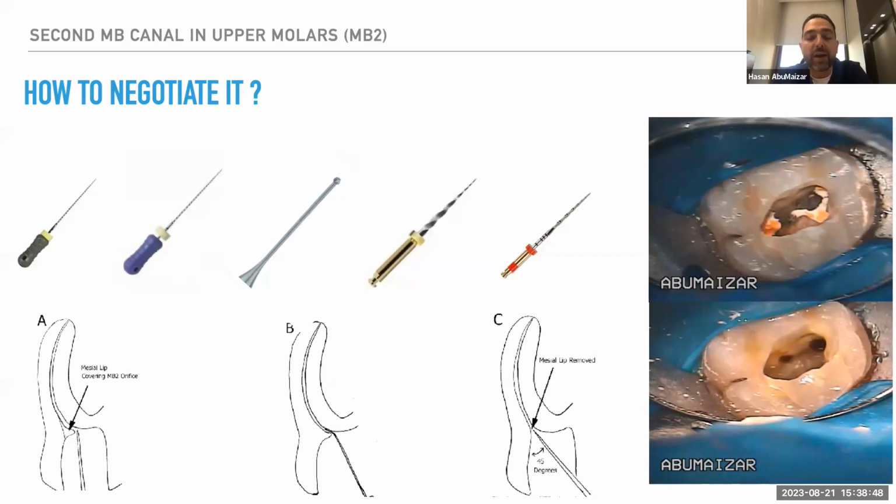Every dentist or endodontist uses a different way to negotiate it. Some people negotiate it with hand files. Others negotiate it with reciprocating files or rotary files. I do not recommend that you use any rotary file before you establish a good glide path because it may cause file separation, especially in the MB2.